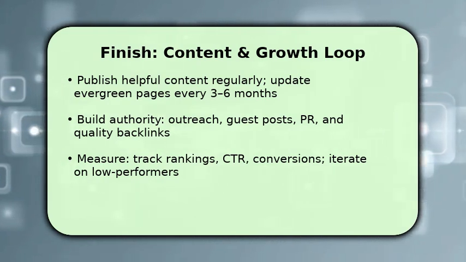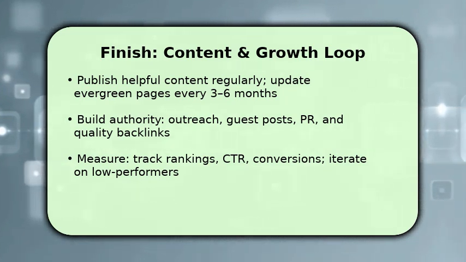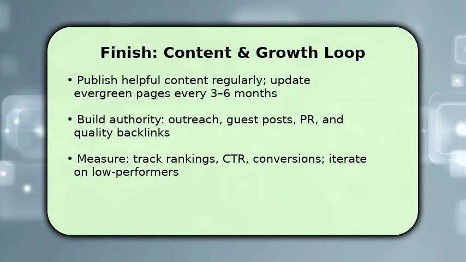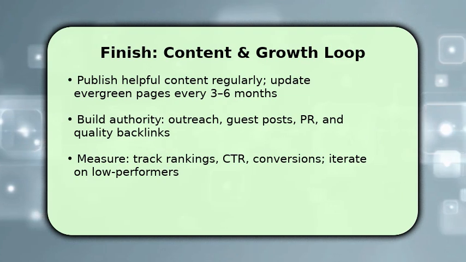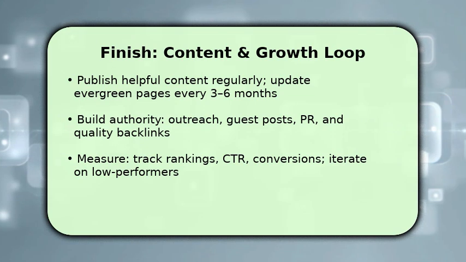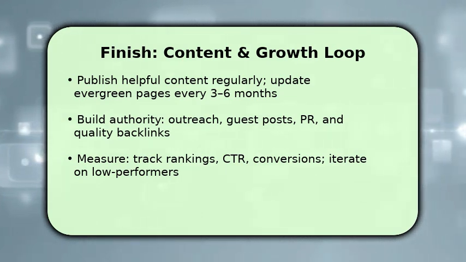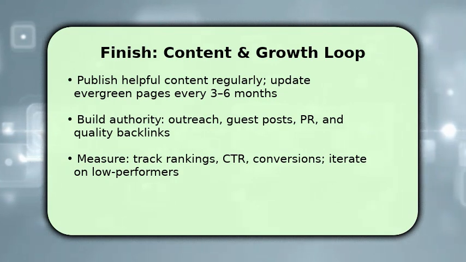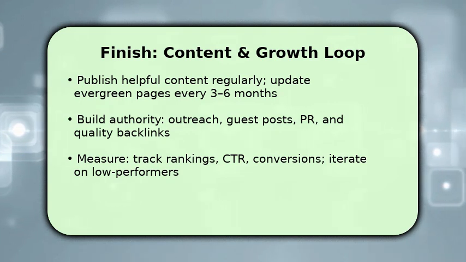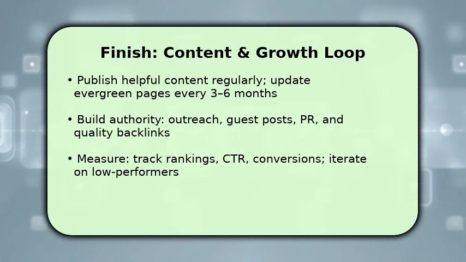To finish, create a sustainable content and growth loop that converts traffic into outcomes. Publish helpful, intent-aligned content consistently and refresh evergreen pages every 3 to 6 months so they stay relevant. This signals quality to search engines. Parallel that with authority building: targeted outreach, guest posts, and earning quality backlinks rather than low-value links. Make sure to measure results: rankings, click-through rate, and conversions, and iterate on pages that underperform. Troubleshooting tip: if rankings drop, check recent site changes, crawl errors, and backlink profile for toxic links and fix immediately.